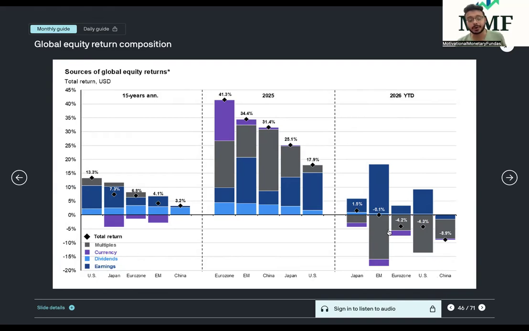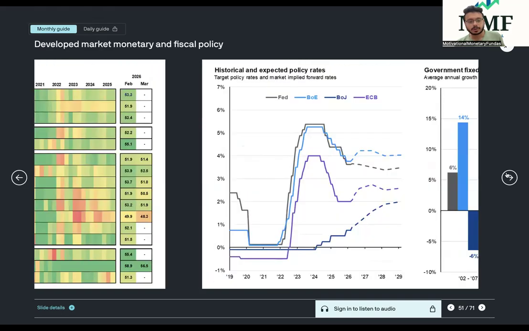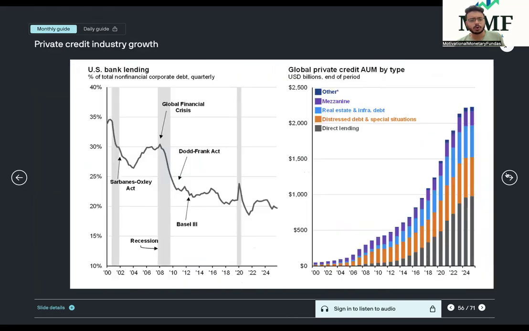And that is something we need to understand, how a country's return can be broken down into four parameters: the return due to multiples, the returns due to currency, the returns due to dividends, and the returns due to earnings. Again, this can be checked. I think we're good to go.